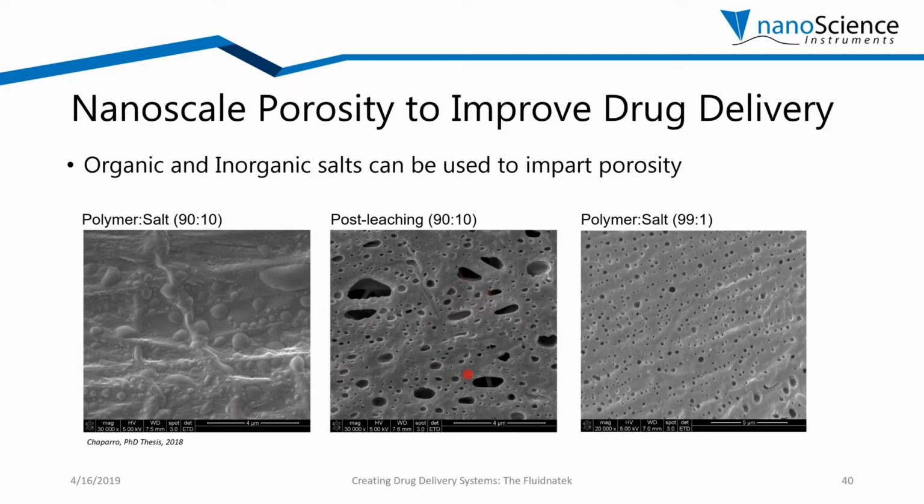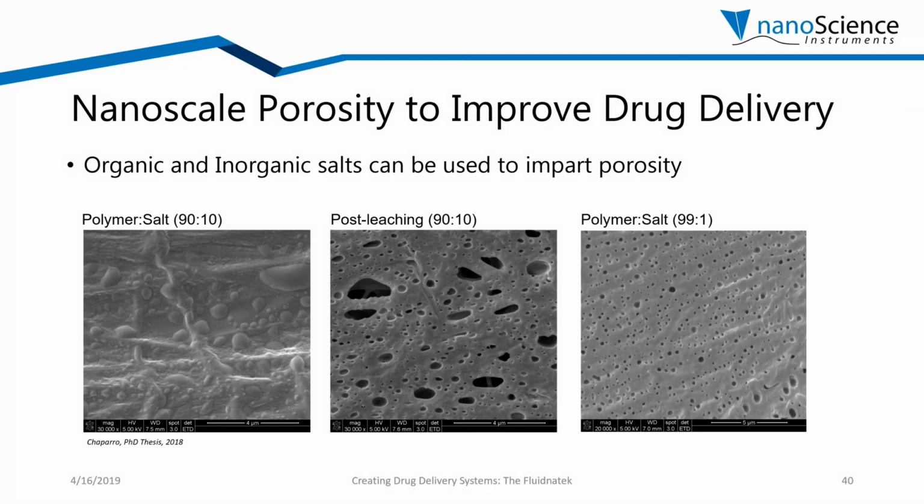But if this is just too large for your drug delivery application, we can decrease the ratio of that salt to create more homogeneous porosity all around your sample. So in this instance, we only have 1% of an organic salt. And after we remove it completely, you create these beautiful, nicely distributed pores all around the sample. And this is not only on the surface, this goes all through the cross-section of the sample.